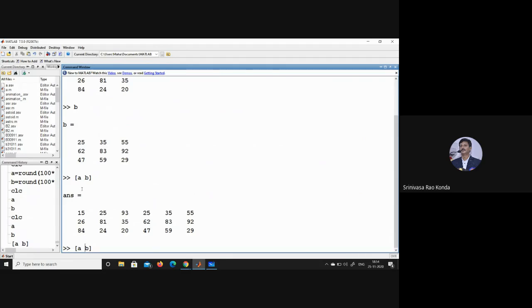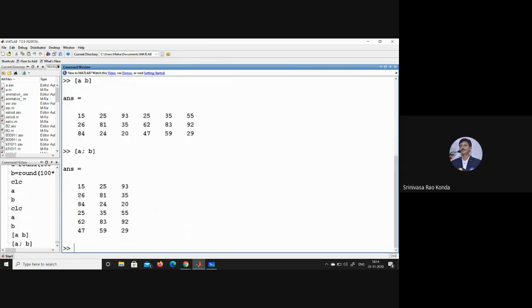This we know well. This is vertical concatenation. First I am writing A. Next, below that A, I am writing B. Okay.